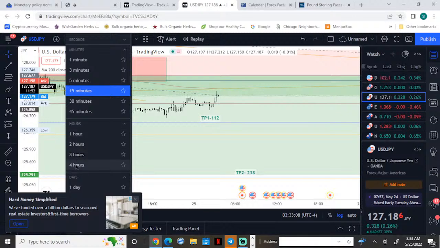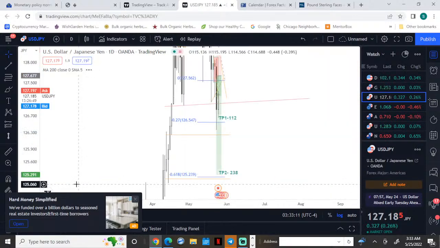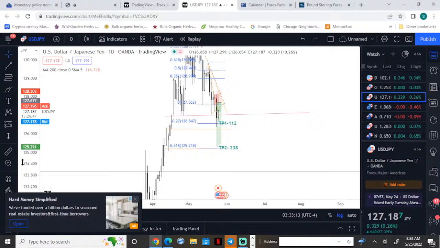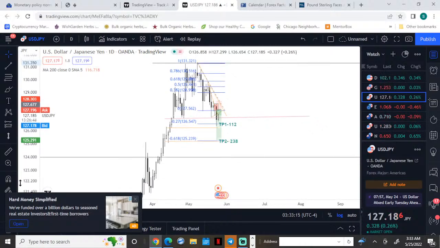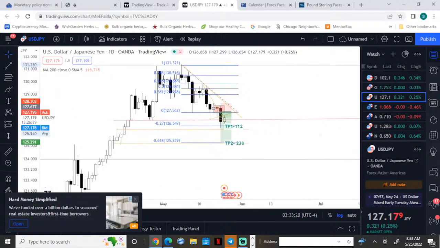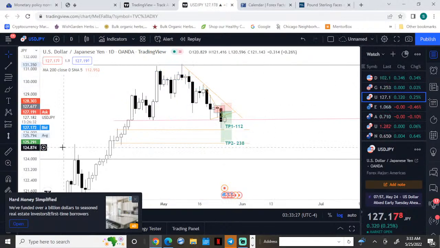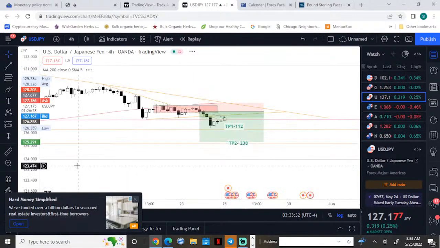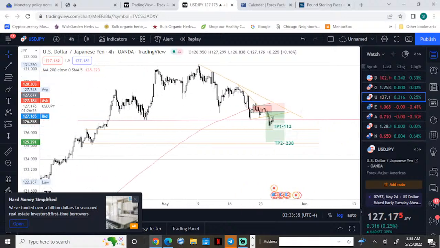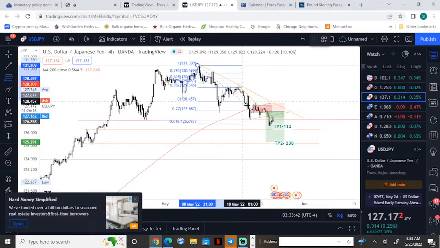So let me see. And my fib was drawn on the daily, just like the dollar. It is a sell. That fib was not drawn on the daily. I see that now. Okay, here we go. So we got a double top here. That's our point A.